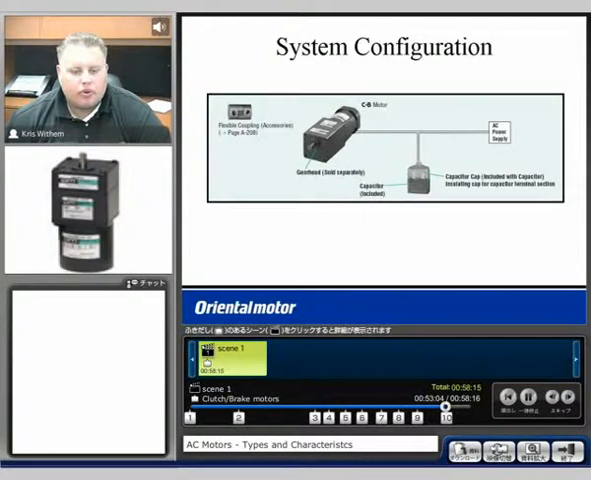System configuration, same as it was before. The motor is connected to a capacitor, which is then connected to the power supply. Flexible couplings are available for this for an additional purchase in case you're coupling to a different type of shaft, pulley, or different type of external gearing.